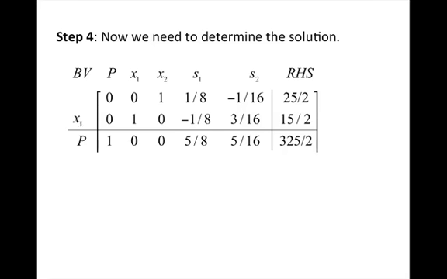Then look under your X sub 2 column. I've got another identity column. I've got the 1 and the 2 zeros. This time the 1 was in row 1, so row 1's basic variable is X sub 2.